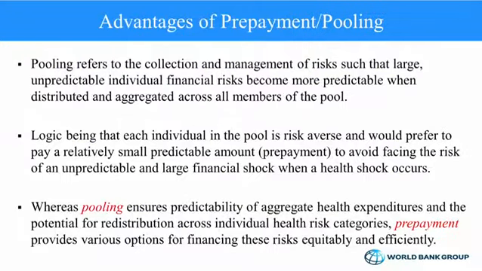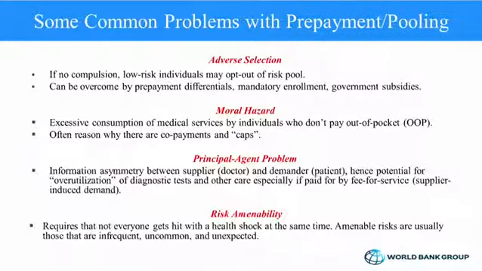And this is sort of a lot of words, but these are notes for you of what we just talked about. Pooling refers to the collection and management of risks. The logic is that an individual would want to prepay a small amount so as to avoid facing a financial shock when they get sick. And pooling also ensures predictability of aggregate health expenditure. I think this slide is behind. Prepayment gives you options to finance these risks more equitably and efficiently. So again, we've really talked in very generic terms.